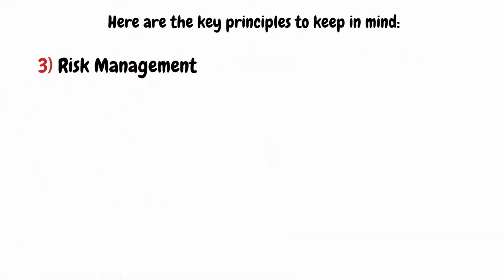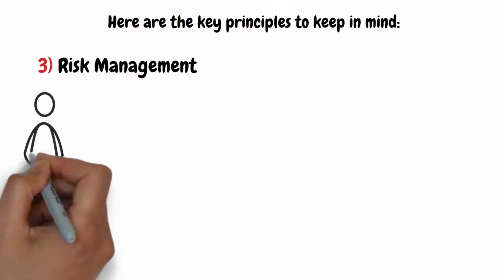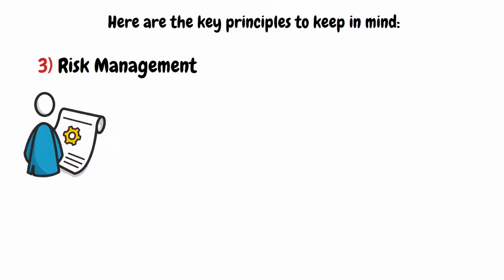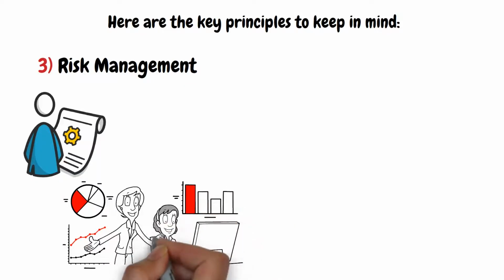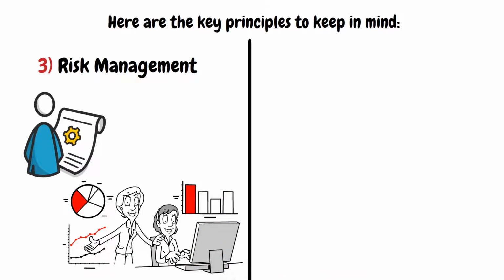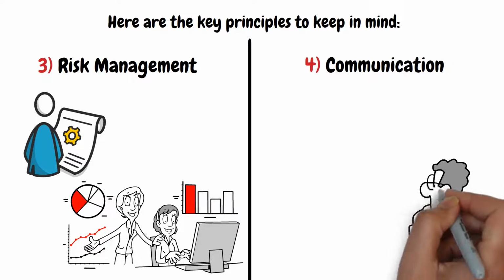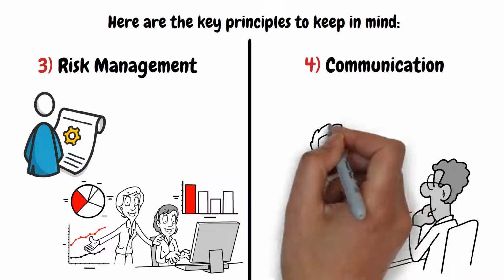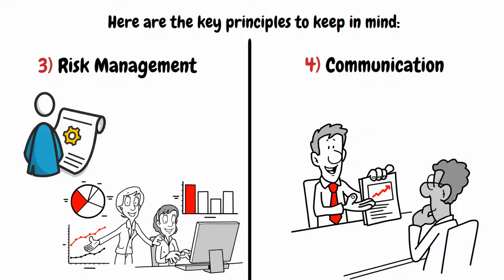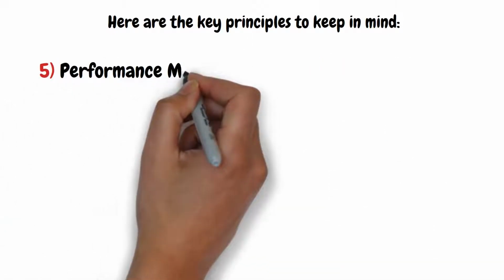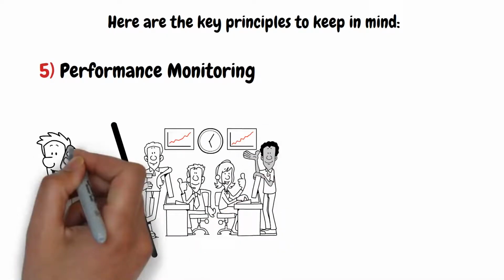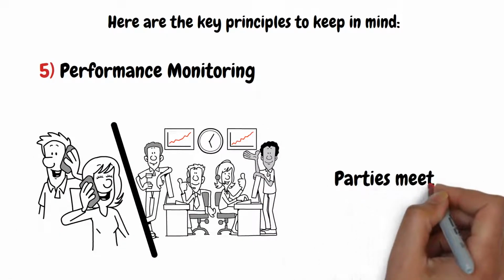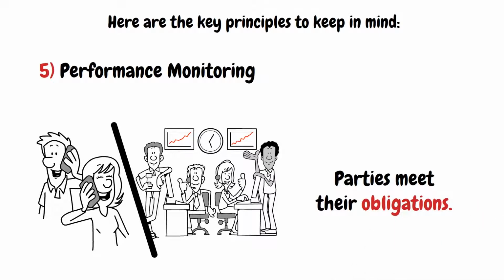Third, risk management. Identifying and mitigating risks is crucial. This involves assessing potential risks and incorporating clauses to manage these risks. Fourth, communication. Constant communication between all parties involved is essential for contract success. Fifth, performance monitoring. Regularly track the performance metrics outlined in the contract to ensure that all parties meet their obligations.